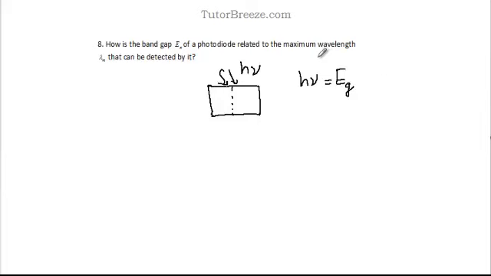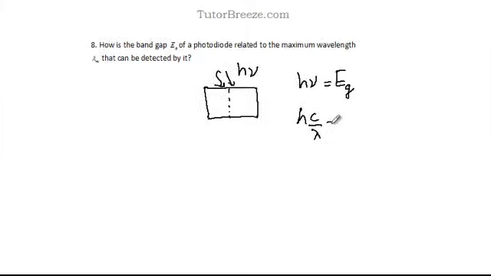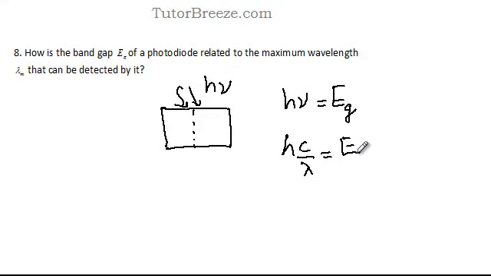So writing this incident energy in terms of wavelength, we have hc by lambda is equal to the energy gap of the material.